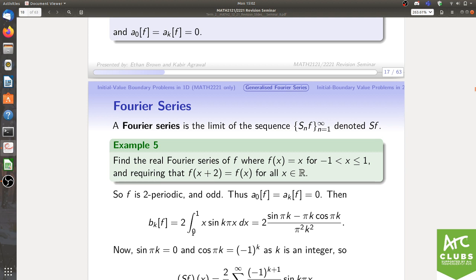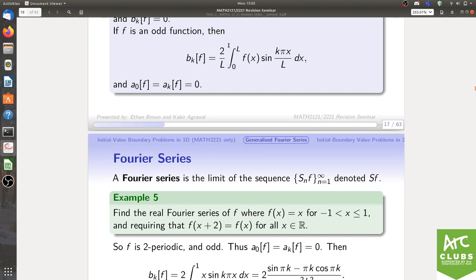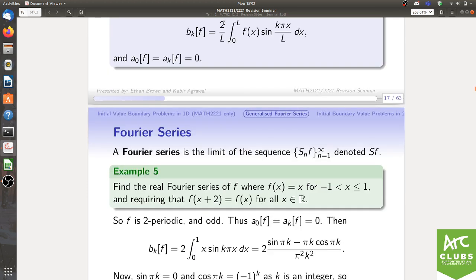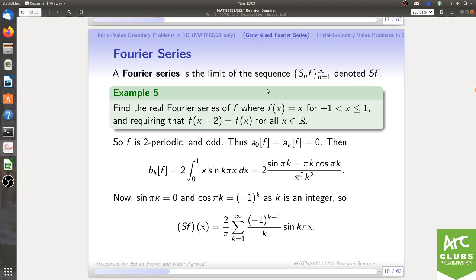So, when you have the integral from 0 to 1 of x sine k pi x, you can use integration by parts and end up with this formula. And then just remember the 2 at the front because we've reduced the interval to 0 to 1. Alternatively, you could integrate 1 over L, which in this case is 1, from -1 to 1, x sine k pi x on L, and you'll end up with the exact same answer.